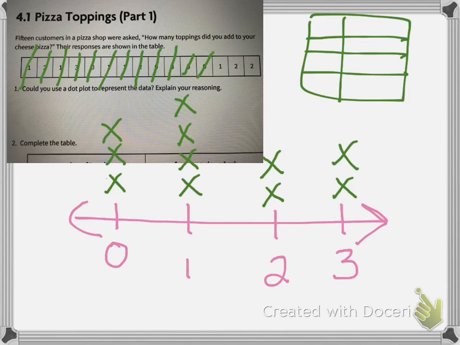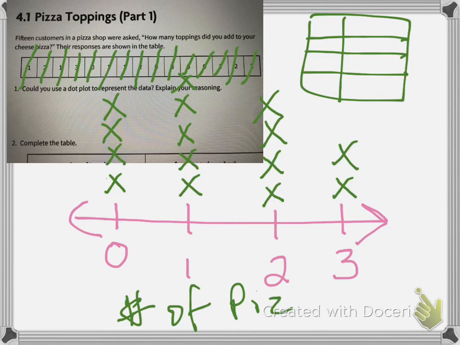Nothing wrong with creating a table ahead of time and then making your dot plot from that. That's a great way to stay organized, but you can do it this way too if you think you can go right from your data to the dot plot. So that's how we create dot plots. You're going to want to label this. This is number of pizza toppings.